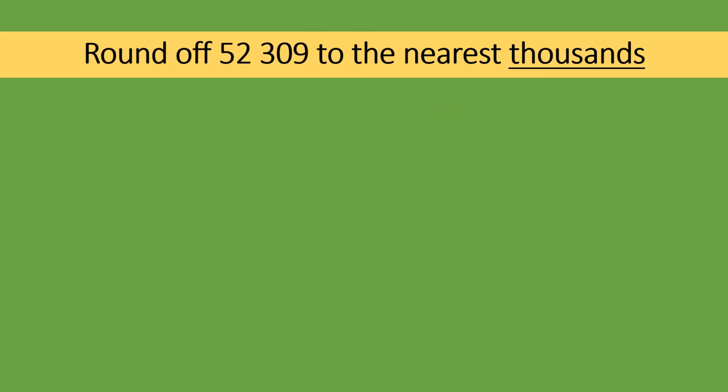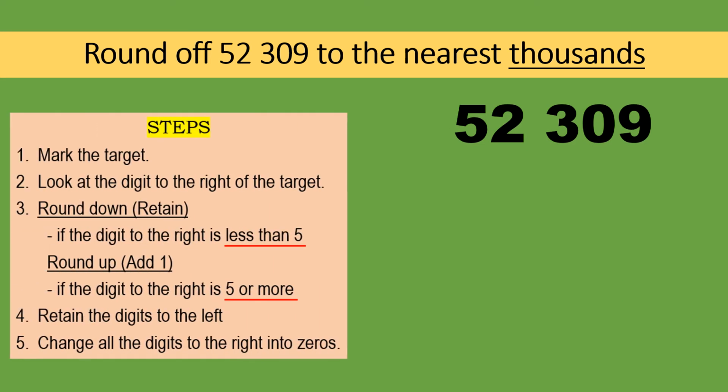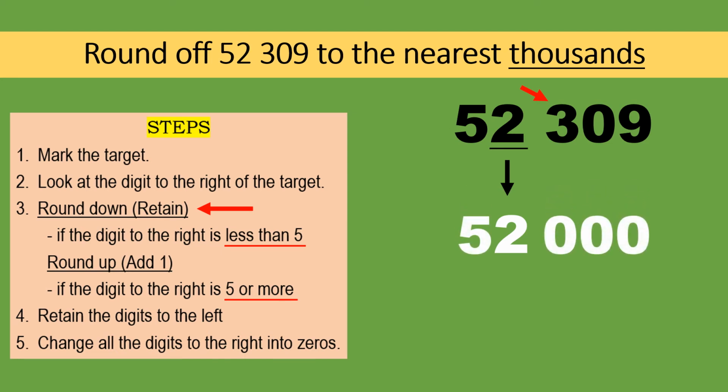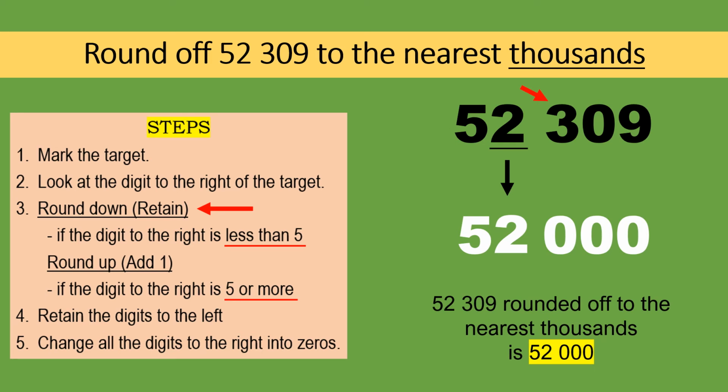For the second problem, round off 52,309 to the nearest thousands. Again, follow the same steps. 1 is to mark the target digit in thousands place. 2. Look at the digit to the right of the target. Since the digit to the right of the target is 3, which is less than 5, that means that we have to round down the number. So retaining the digit 2, then retaining the digits to the left, and changing all the digits to the right into zeros. So now we have the number 52,000. 52,309 rounded off to the nearest thousands is 52,000.